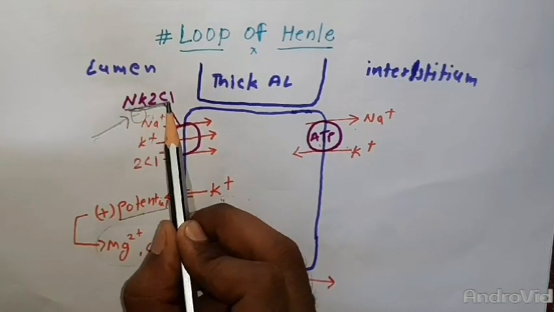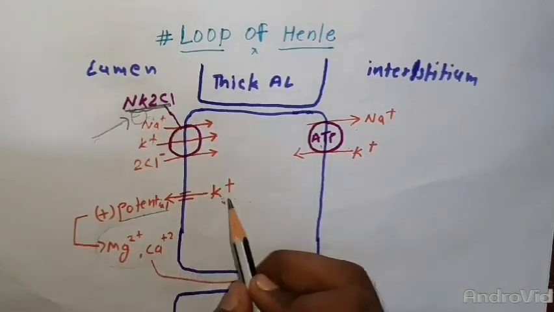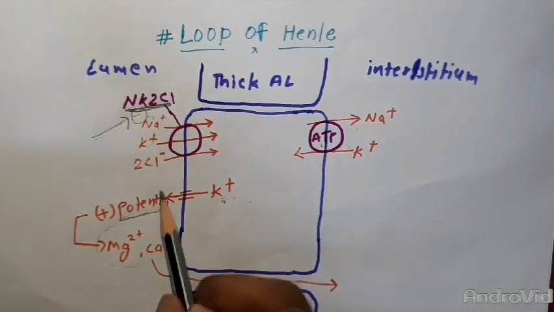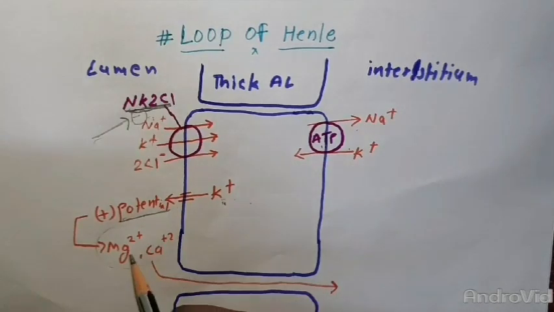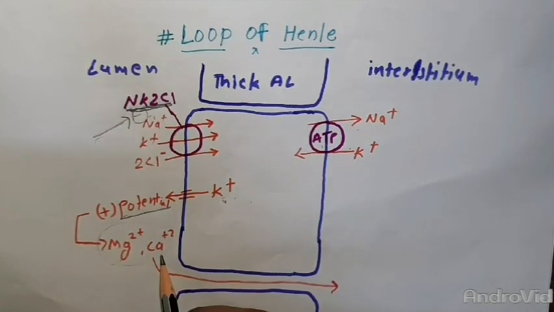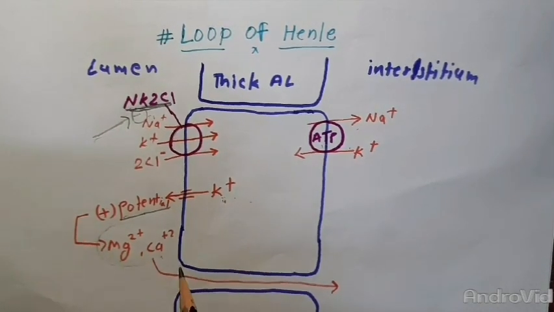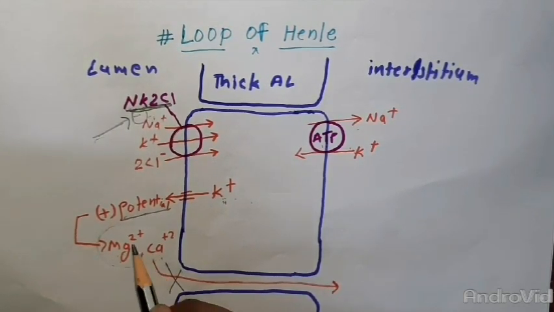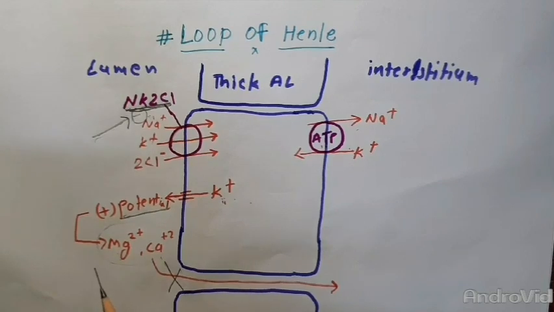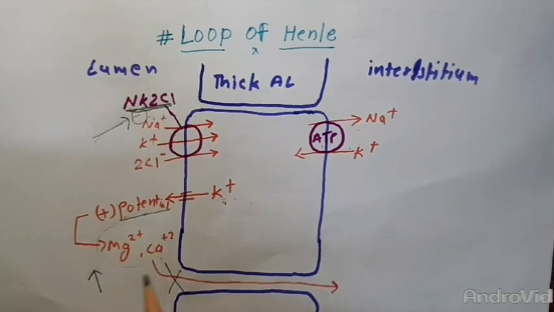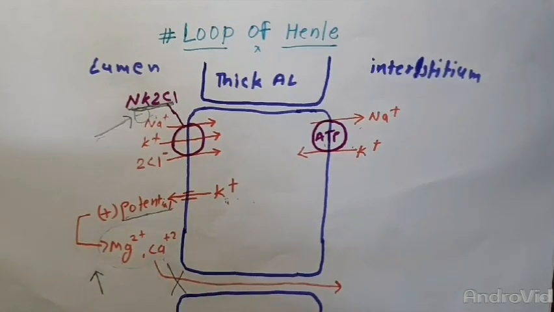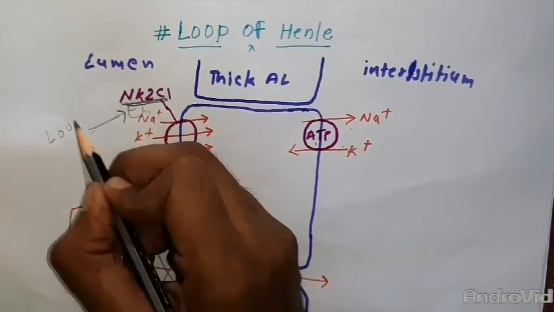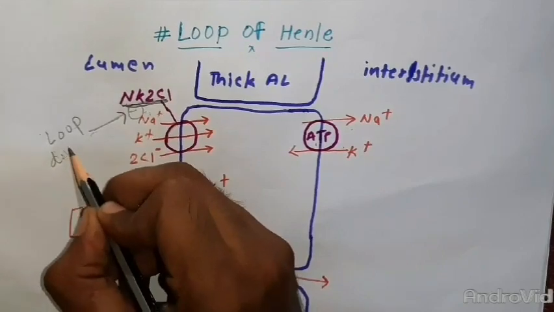If this transporter is blocked by any drug, then the potassium ion will not increase inside the cell, then the potential will not increase in the lumen, then the magnesium and the calcium ions, that is the divalent cations, will not go to the interstitium. So the magnesium and calcium ion in the lumen will increase. It will lead to the excretion of divalent cations in the urine. These drugs are known as the loop diuretics.